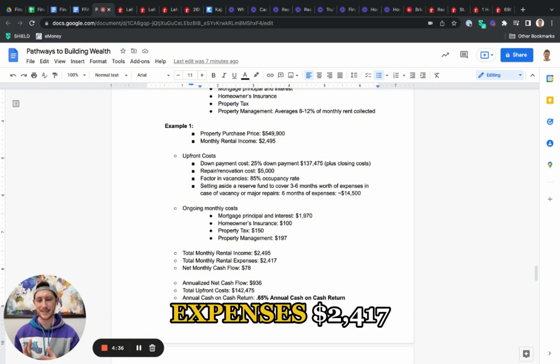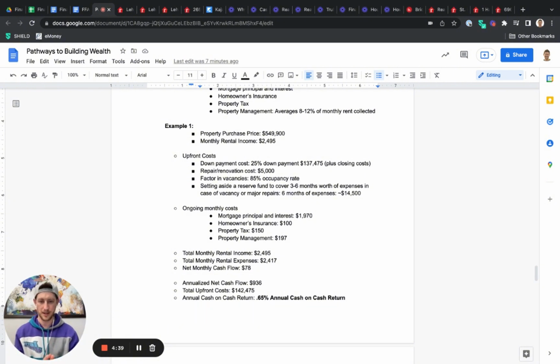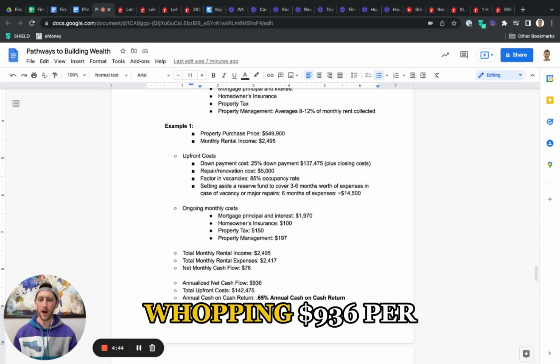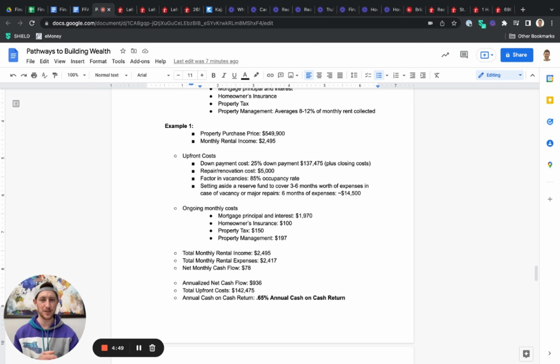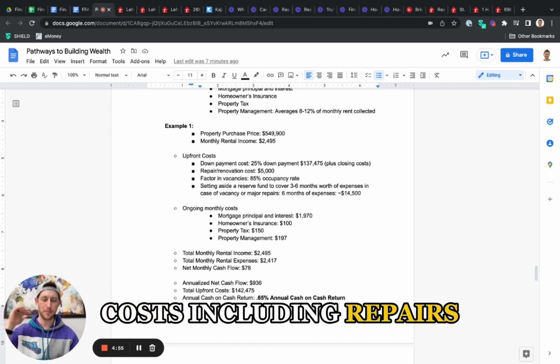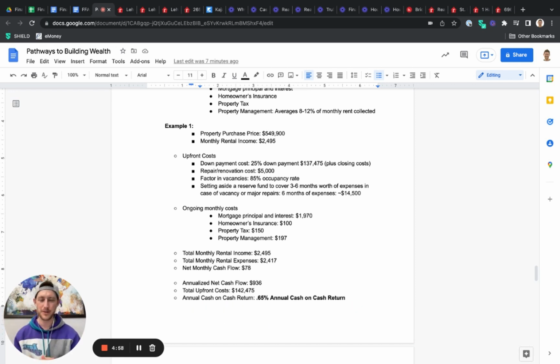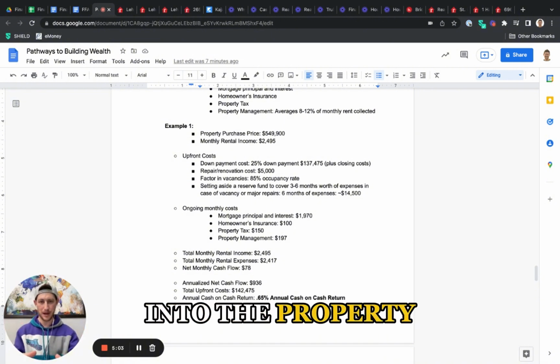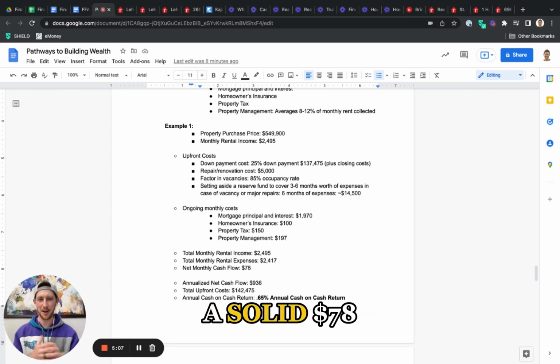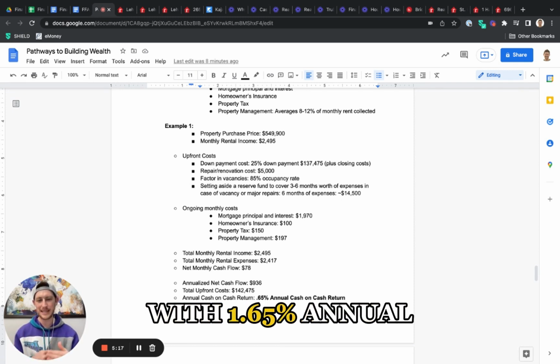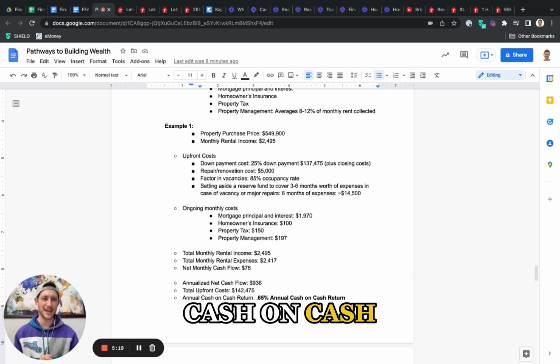Total real estate expenses, $2,417. Net monthly cash flow, $78. So for a whopping $936 per year of positive cash flow, our total upfront costs, including repairs and the 25% down payment, is $142,475. That's the money we put into the property, and we are cash flowing a solid $78 a month on that bad boy. So $936 a year, which leaves us with a 0.65% annual cash on cash return.